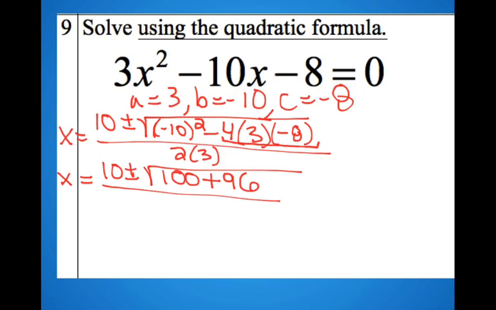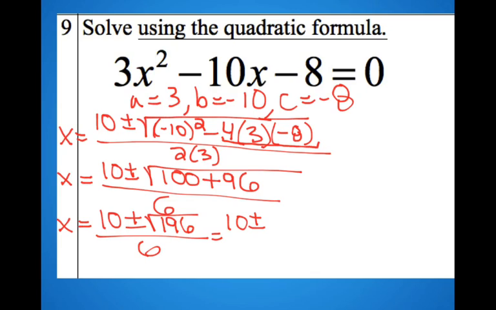All of that divided by 6. X equals 10 plus and minus the square root of 196 divided by 6. So 10 plus and minus the square root of 196 is 14 over 6. So we're looking at two answers.